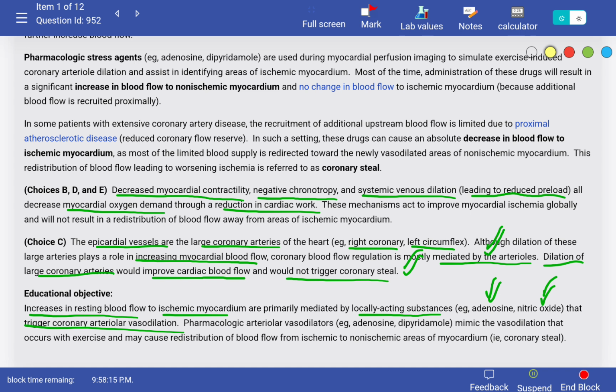Pharmacologic arteriolar vasodilators, for example, adenosine with dipyridamole, mimic the vasodilation that occurs with exercise, and may cause redistribution of blood flow from ischemic to non-ischemic areas of myocardium. For example, that would lead to coronary steal syndrome.